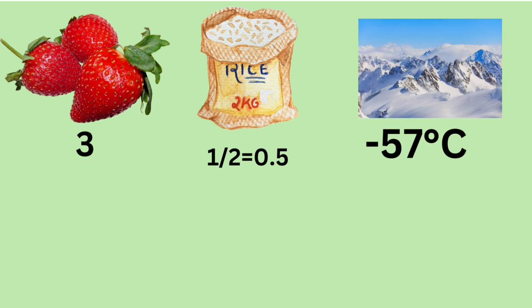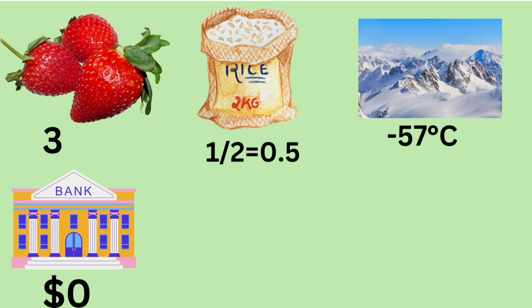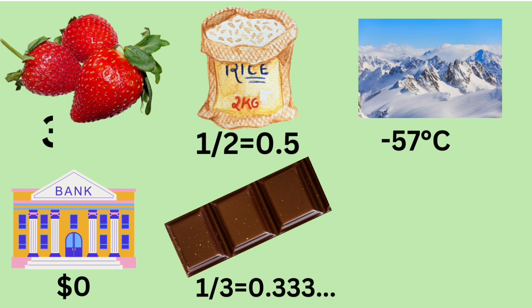What's the average temperature of Antarctica? It's minus 57 degrees Celsius. It's a negative integer. If there is no money in your account, then your account balance should be 0. If you eat one piece of this chocolate, then it will become the 1 by 3 part of this chocolate. 1 by 3 equal to 0.333.